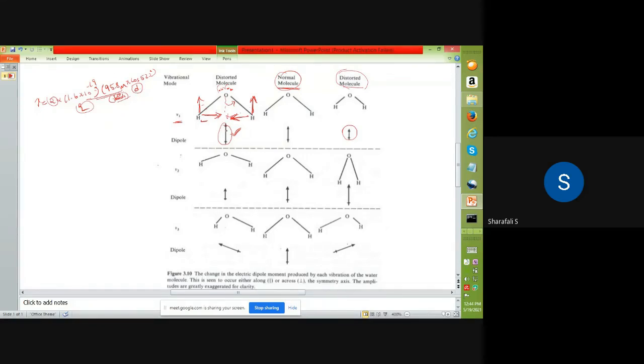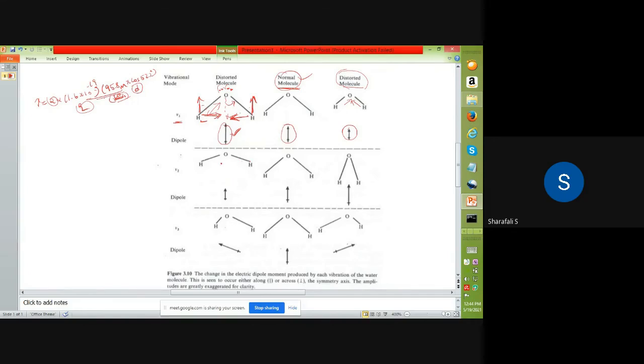Just understand that this dipole moment will increase when you are having this stretching, and the dipole moment will get reduced when the hydrogen comes close to this oxygen. And this is the normal dipole moment, normal position. So this is the symmetric stretching.